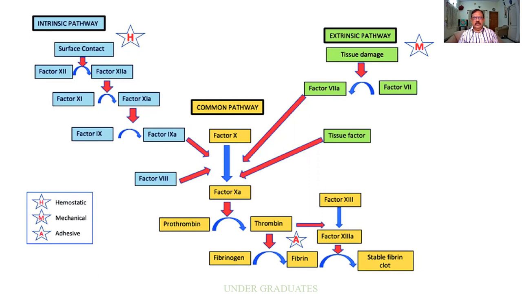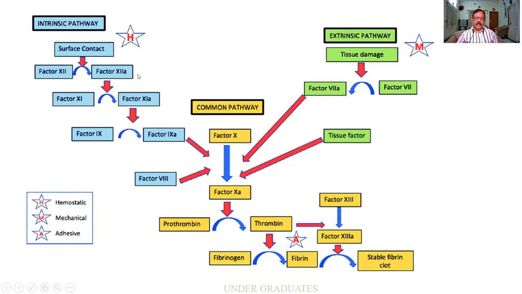This is the classical clotting cascade we always talk about. There is an intrinsic pathway and an extrinsic pathway. The extrinsic pathway is because of tissue damage, and then a series of steps are there. That is why it is called a cascade. It is mainly mechanical. That is why I put M over here. Whereas here, it is chemostatic.